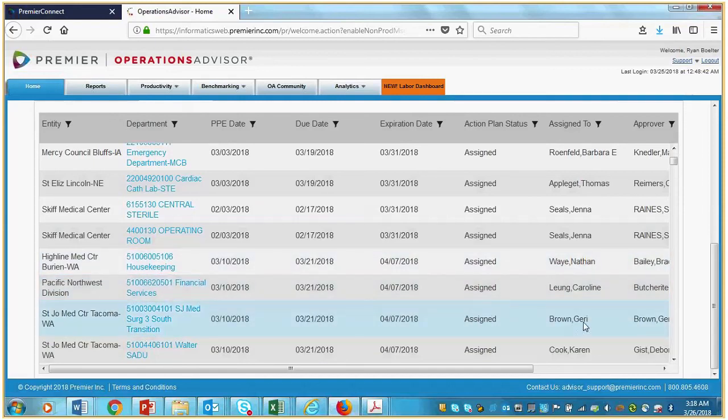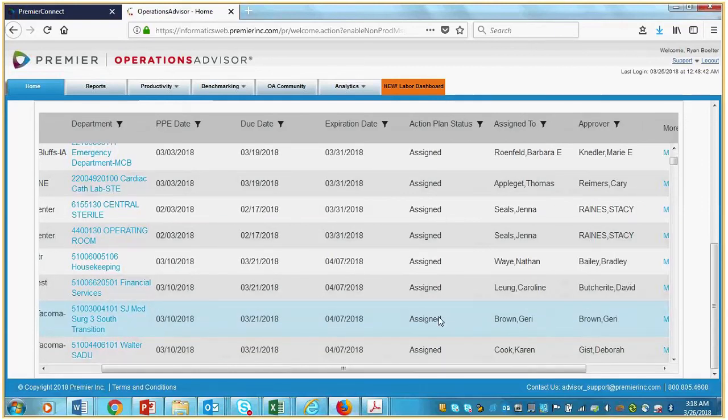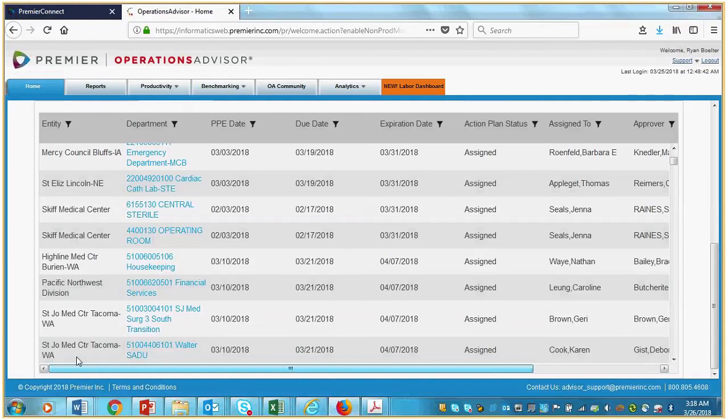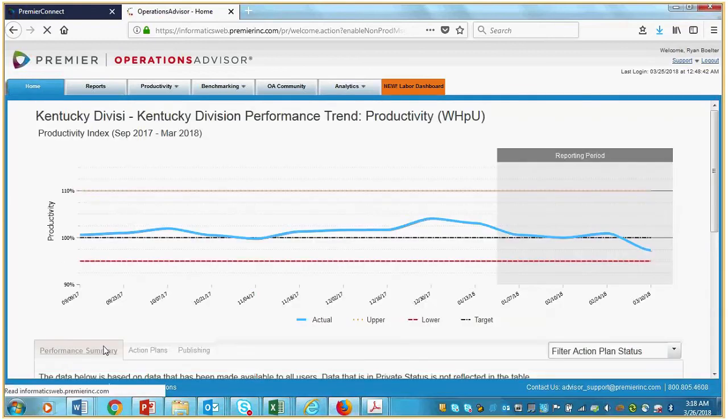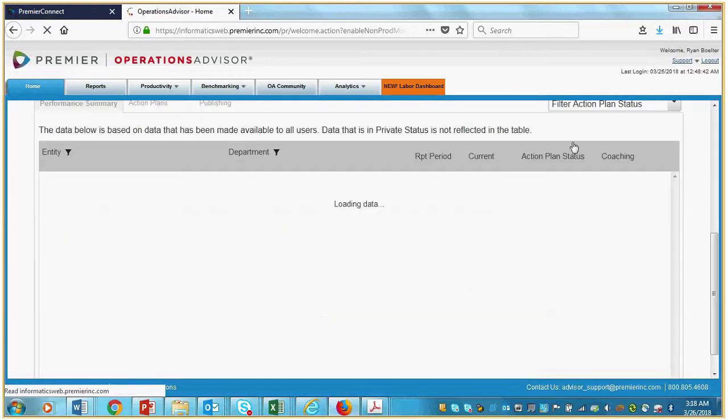So once Jerry, the approver, comes in and approves this, then this one would fall off the list because it's fully approved. But we could go back to the performance summary at that point, and in the performance summary, approved ones will still show up here. You could click on the action plan status to run that department action plan report. So back to the action plans.